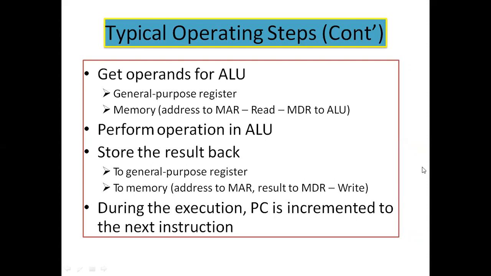Then operands. What are operands? Operands are those on which the operation is performed. Now, get operands for the ALU, because without operands, how could the ALU perform that operation? For that, we need to take the help of general purpose registers, and memory, of course.